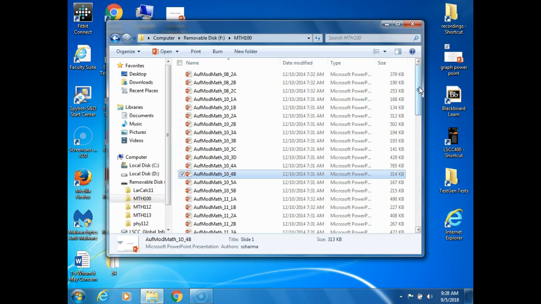Okay, so we're moving on to 10.5. 10.5a.